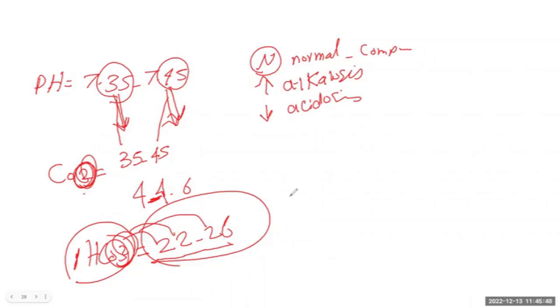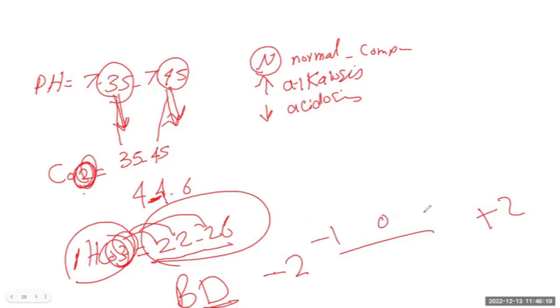Okay, if bicarb increased, metabolic alkalosis. If bicarb decreased, metabolic acidosis. Okay, there is another evidence which can tell you that there is a metabolic problem. It's called base deficit or base excess. Its normal level is from -2 to +2. What does it mean? -2, -1, 0, +1, +2, all of them are normal.